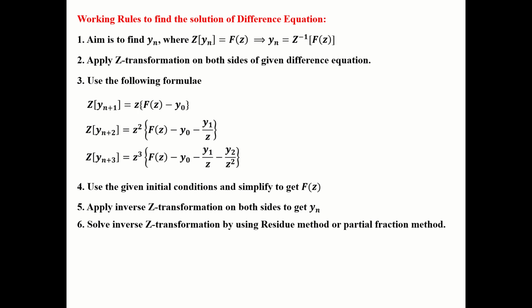Then solve the inverse Z transformation. You know the formula for inverse Z transformation, so if it is possible, you can use the formulas. Otherwise, you can use the partial fraction method, residue method, convolution method, whatever method you know. You can solve that inverse Z transformation to find y(n). Finally, we will get y(n) in terms of n, which is the required solution. That is the working rule.